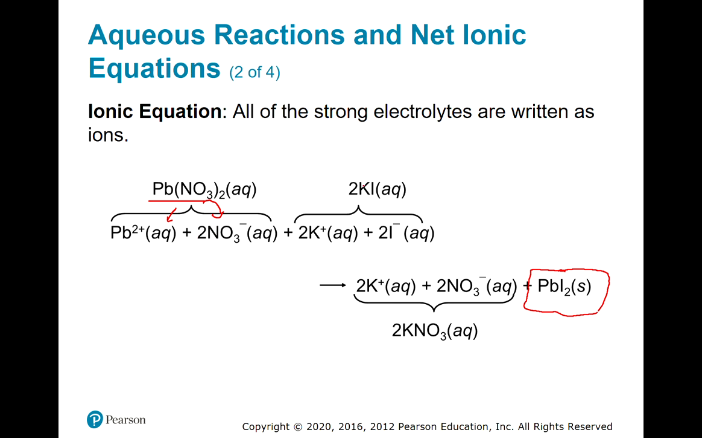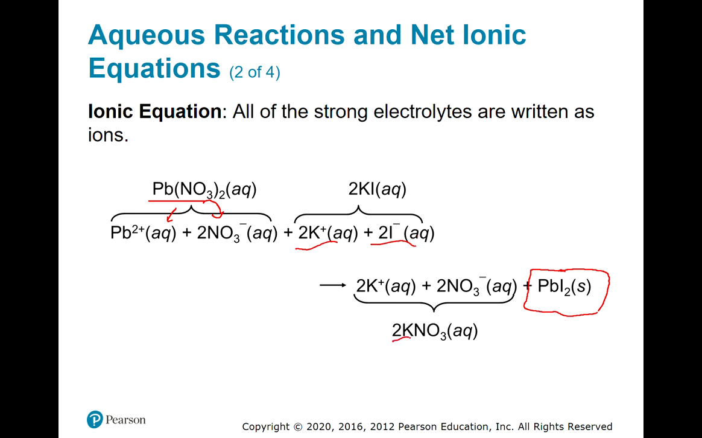We can do the same thing with potassium iodide. This formula contains 1 potassium plus 1 cation, 1 iodide minus 1 anion, and there's a 2 in front, so we need to multiply both of those numbers by 2 when we show this as dissociated in the balanced equation. So we have 2 potassium ions and 2 iodide ions in aqueous solution.